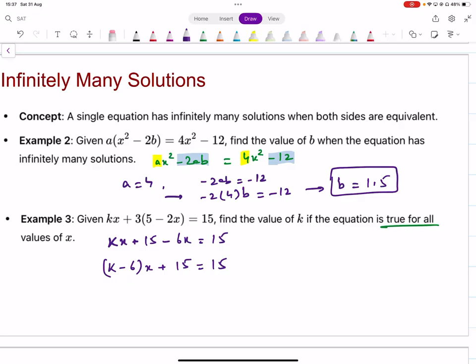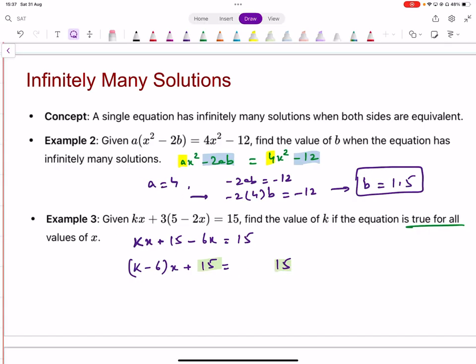What's the value of k now? How do you find the value of k now? Making x the subject, or k the subject? We have two unknowns, remember? We can't find the value of k like that. We have to compare both sides. What are the constants on both sides? 15, 15. What's the coefficient of x on the left side? k minus 6. What's the coefficient of x on the right side?